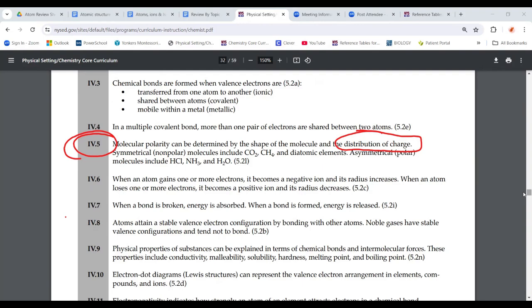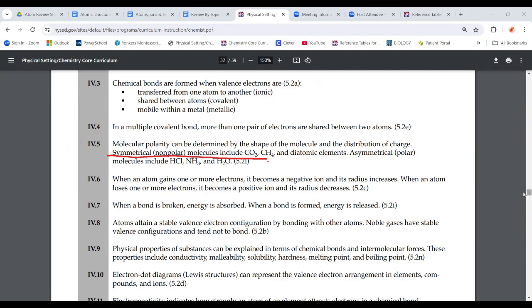It would be a very polar distribution of cupcakes. All right, and then it talks very specifically. It uses all the language they're going to use in the question. Okay, and they even give you, oh my gosh, they give you the list. This is why I love giving you this document. They give you the list, you guys. They gave you the list of symmetrical molecules they're going to bring up in questions.